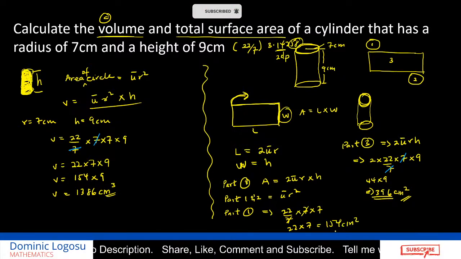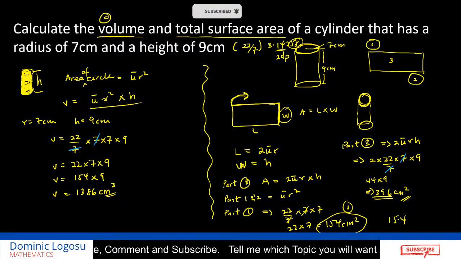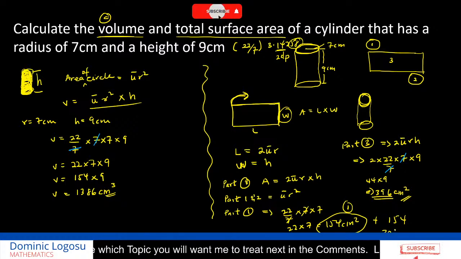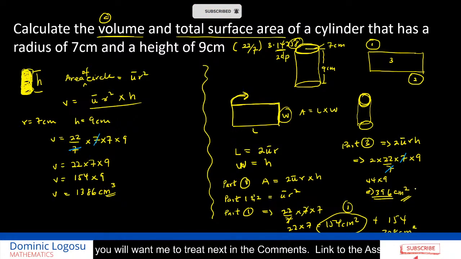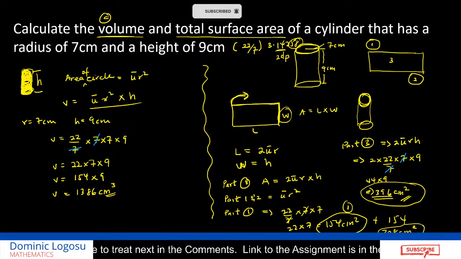This is just for the one circle. So the second circle should also be 154. We can add both of them, or you can decide to just multiply it by 2. Adding both of them should give us 308 centimeters squared. So now we have two different calculations. We have this, and then we have this.